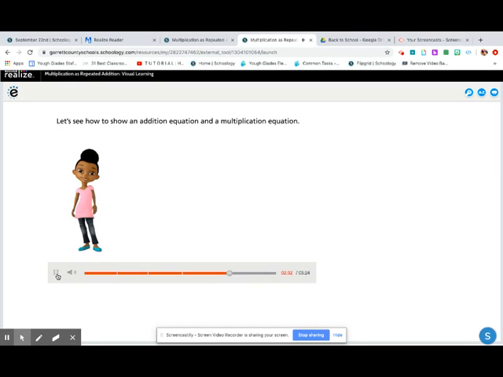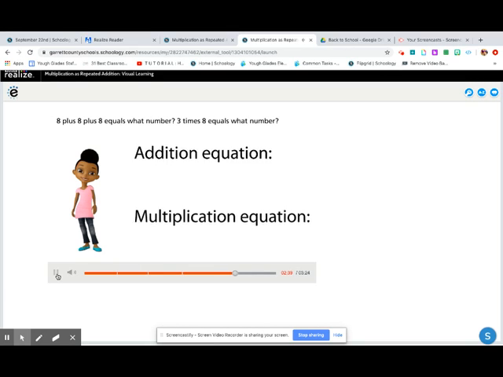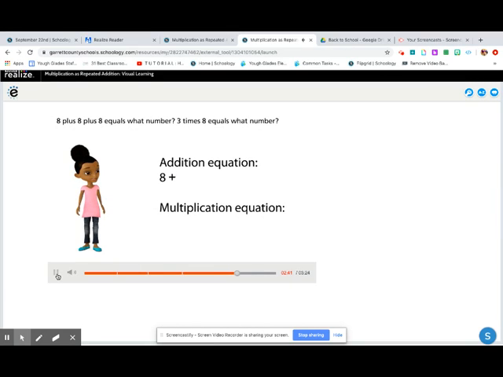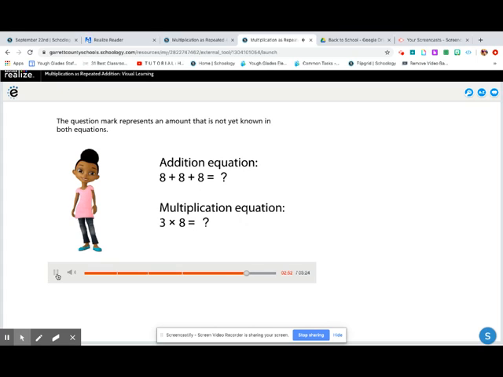Let's see how to show an addition equation and a multiplication equation. 8 plus 8 plus 8 equals what number? 3 times 8 equals what number? The question mark represents an amount that is not yet known in both equations. An unknown is a symbol for a number in an equation.